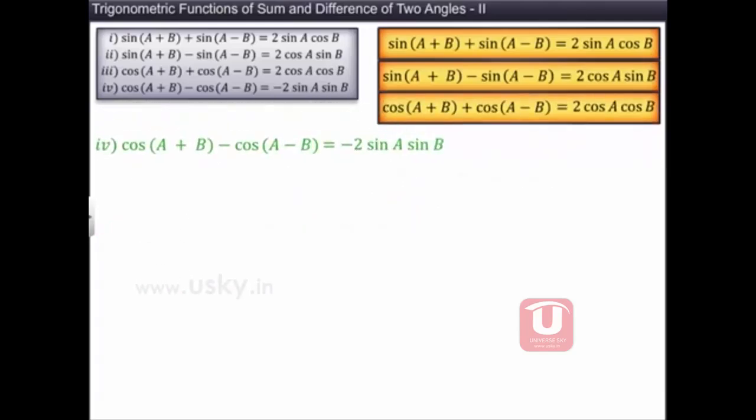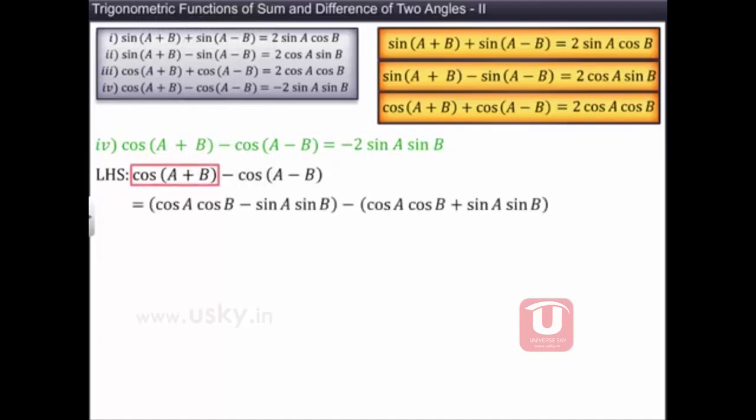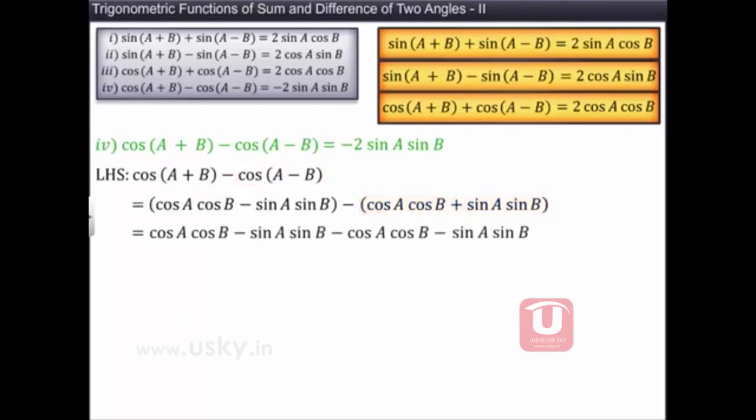The fourth one is cos of A plus B minus cos of A minus B is equal to minus 2 sin A into sin B. Consider the left-hand side. Again, cos of A plus B is equal to cos A into cos B minus sin A into sin B, and cos of A minus B is equal to cos A into cos B plus sin A into sin B. On simplifying, we get minus 2 sin A into sin B. Hence the result.